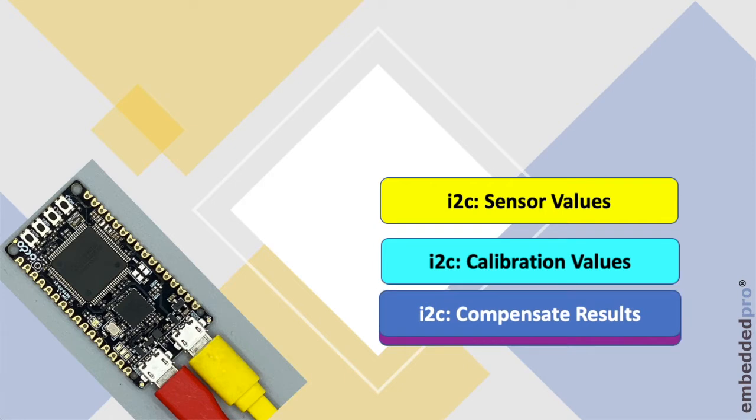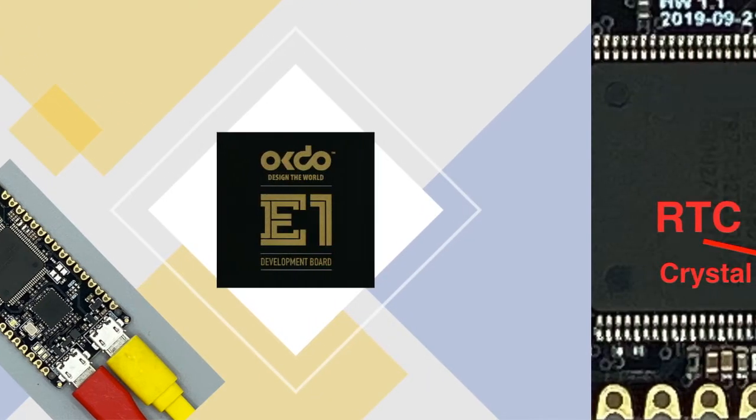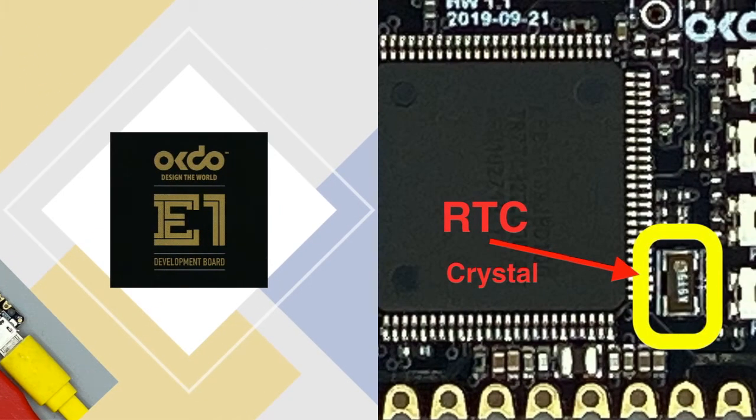And in a second part to this video, I'll show you how to configure the real-time clock on the OKdo E1 board to generate a 1 minute interrupt and trigger readings.